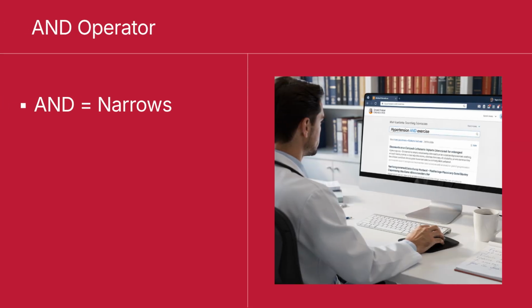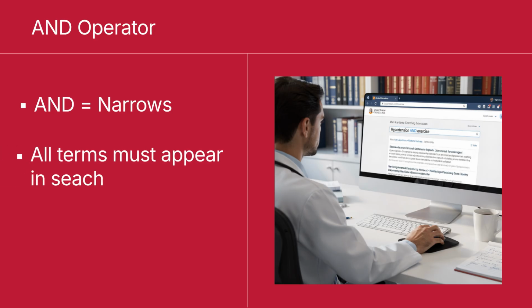The first operator is and. And is used to narrow your search by requiring that both terms appear in the results. When you use and, the database will only return articles that include all of the concepts you've entered. This helps you focus your search and reduce the number of irrelevant results.